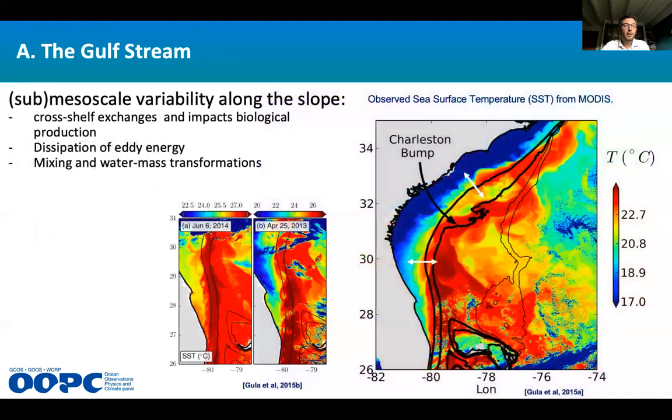The upstream part of the Gulf Stream flowing along the continental slope, between the Florida Strait and Cape Hatteras, is also routinely a region where mesoscale, so tens of kilometers wide structures, and submesoscale, so kilometer-scale structures, are observed. These structures play an important role for the cross-shelf exchange processes, so between shelf water and the stream, with important dynamical, ecological, and biological implications.